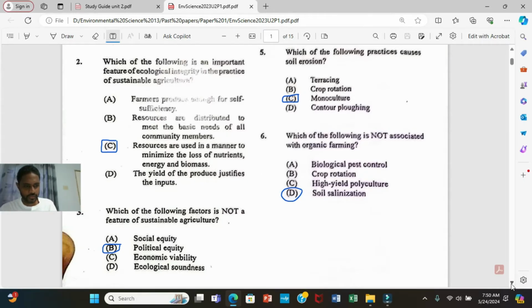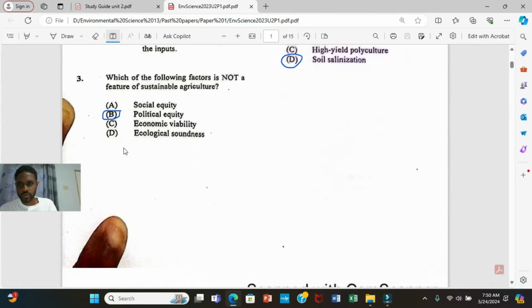All right, number three. Which of the following factors is not a feature of sustainable agriculture? All right, guys, the answer is B. Of course, sustainable agriculture has three aspects of it. The social aspect, where humans should be comfortable and okay and healthy in the process. The economic viability of the individuals, are they making money or profits? And they should have ecological soundness, meaning safe on the environment.